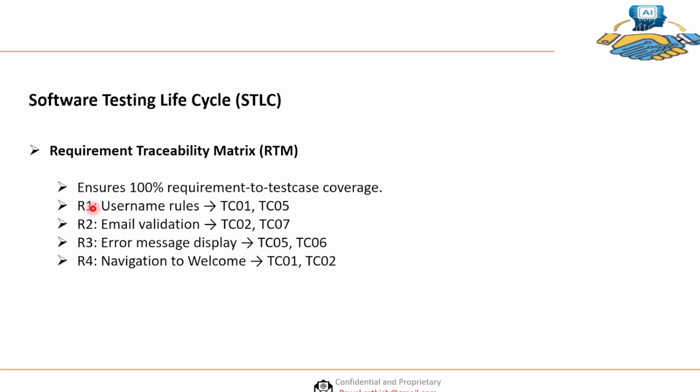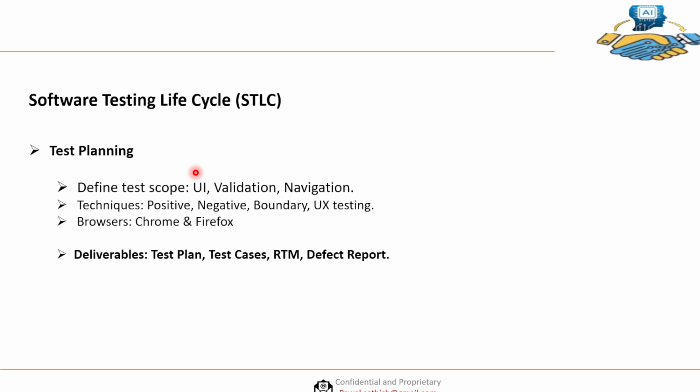Here, as I mentioned, requirement one is about the usernames, where we apply some rules or validation, and we'll check here whether we have covered it or not. Same for the email validation, same for requirement three, the error message, if I enter the incorrect username and incorrect password. And requirement four is the valid flow. If I enter the correct username and correct password, then it should display the welcome screen. So the requirement traceability matrix is also very important in the software testing lifecycle.